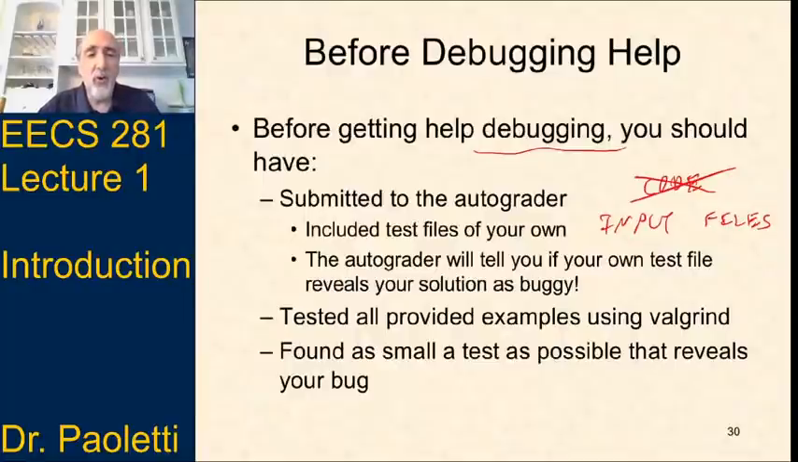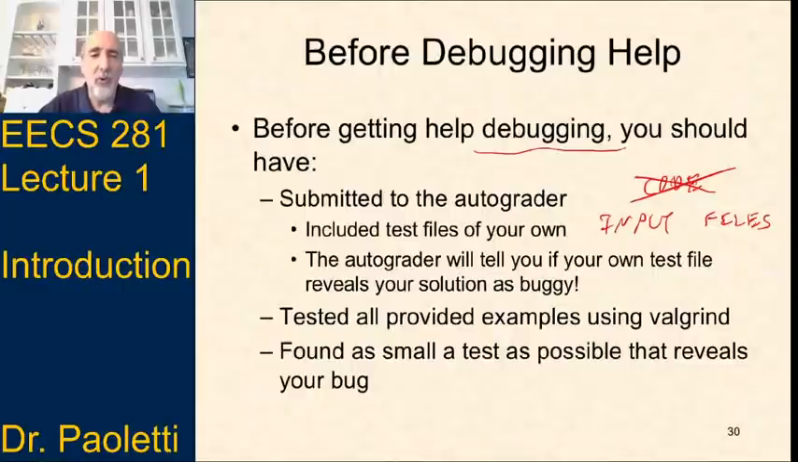What your test files are there for is two reasons. One, the big reason, is to tell you if you get the wrong answer on your own test file. For the first such test file that the autograder encounters, it will give you our correct output and your output so that you can compare them.